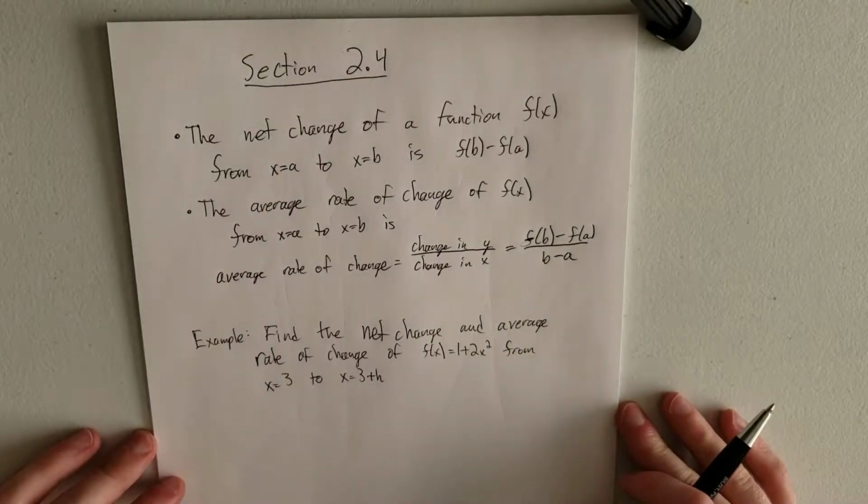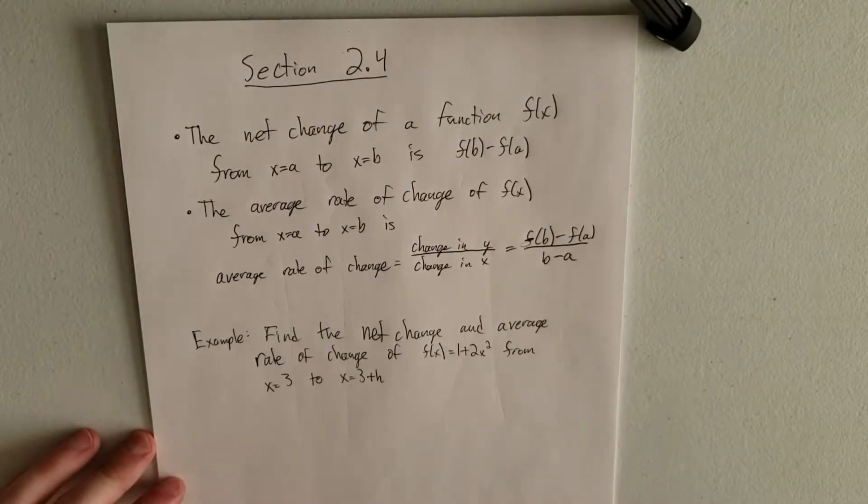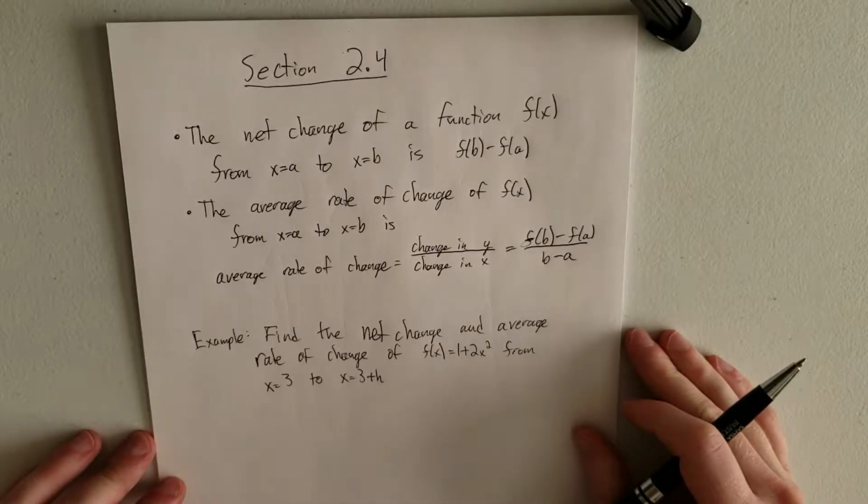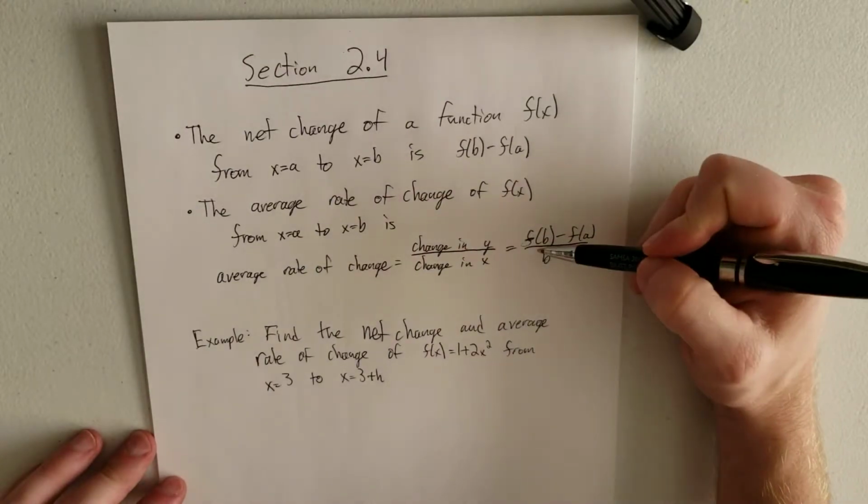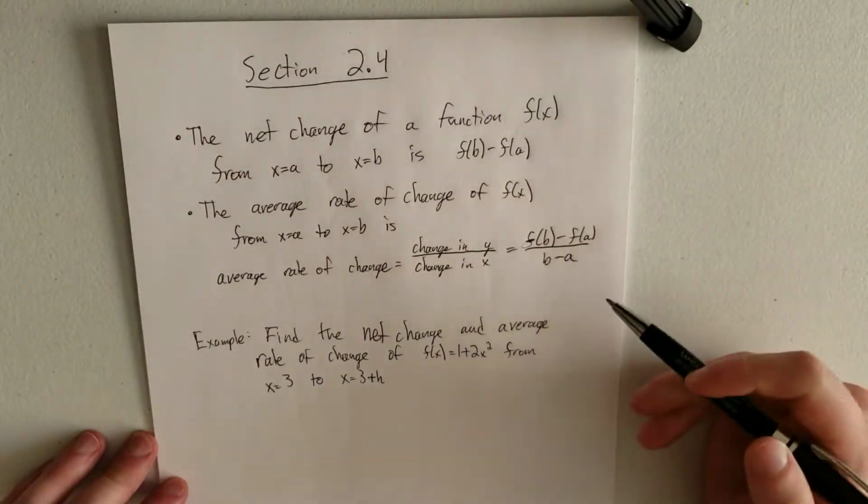This is our video for section 2.4. In this section, we're going to discuss net change and average rate of change. You should already know these definitions, but I'm going to repeat them here for you.